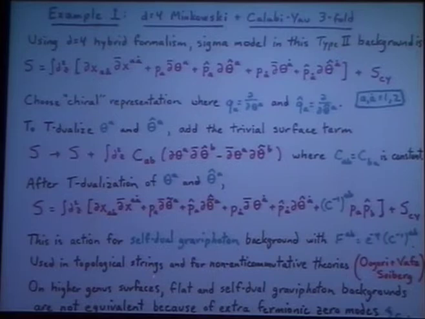by Seiberg. Now, as I mentioned earlier, this fermionic T-duality is a valid symmetry for genus 0 amplitudes, but on higher genus surfaces, these two backgrounds are not equivalent, and the reason is because of these extra fermionic zero modes that I mentioned that have to be added. So at least for tree amplitudes, flat backgrounds and self-dual graviphoton backgrounds are very similar, but for loop amplitudes, there are extra features.